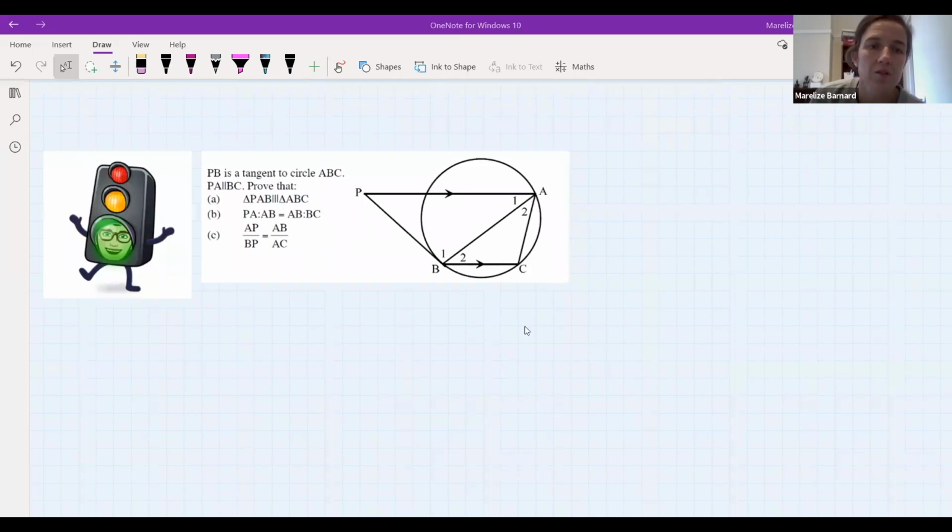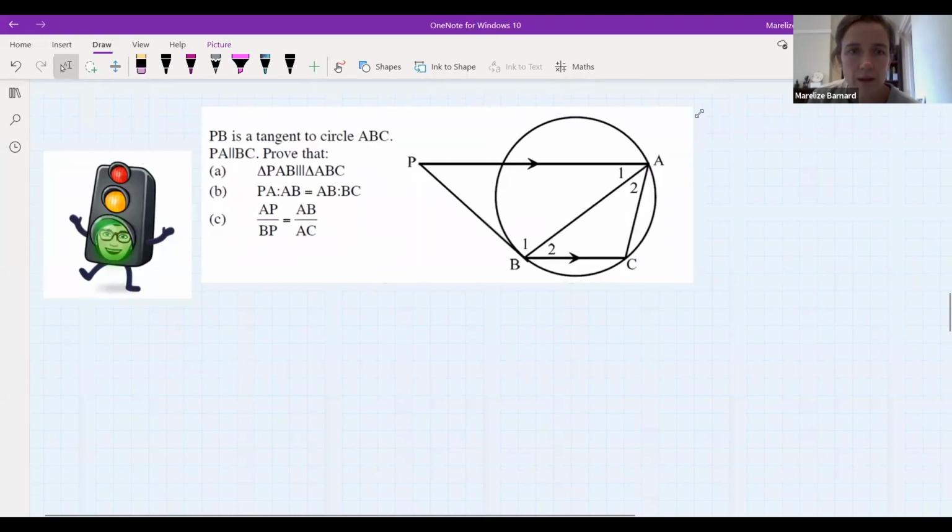Okay. So PB is a tangent to circle ABC. I think this one we must just all do together, so you can think with me as we go. Just going to make it a bit bigger. So we have to prove, you see that the questions follow all the same order: prove the similarity, and then stuff with the sides, with the proportion, and then either the division or the multiplication.